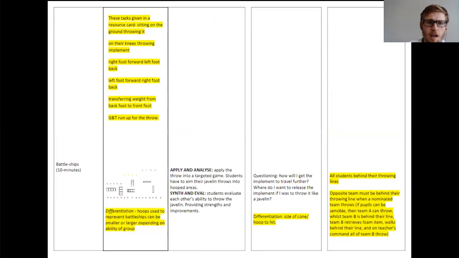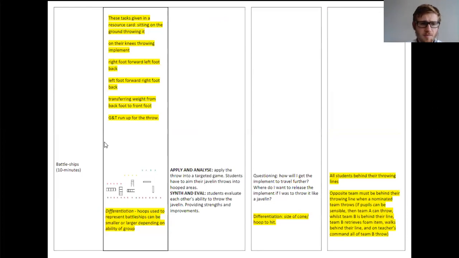And pupils who might struggle are still going to learn which technique feels most appropriate for them, and they're still going to undergo higher order thinking in terms of being able to evaluate these techniques in relation to each other.